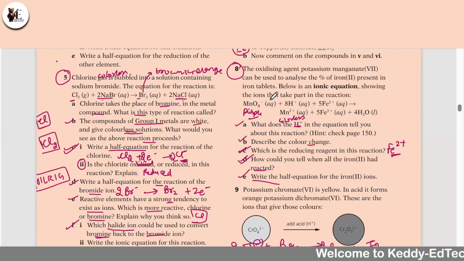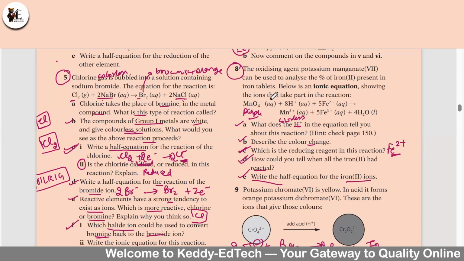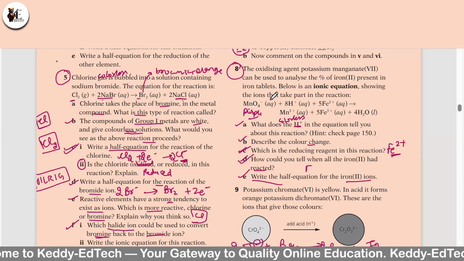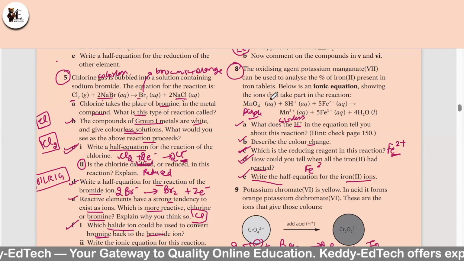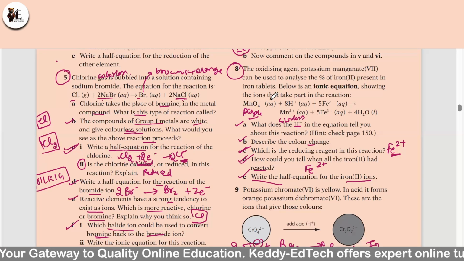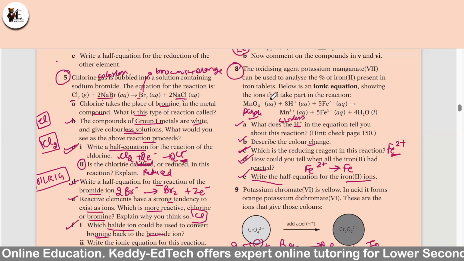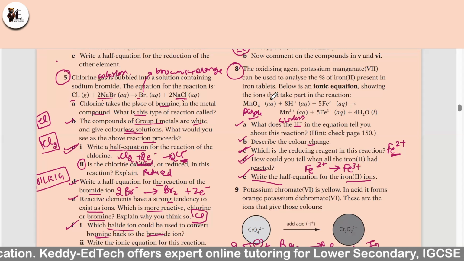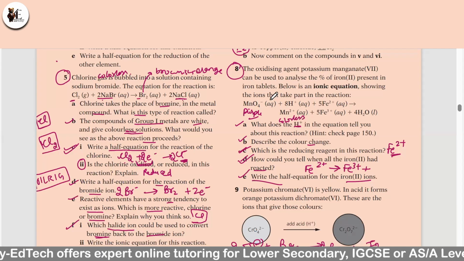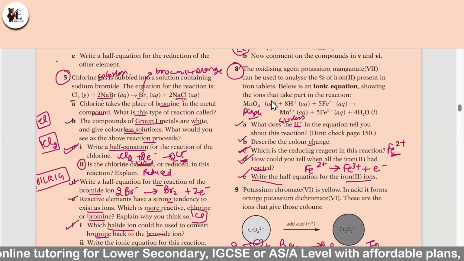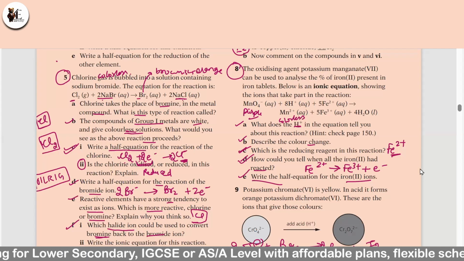Write a half equation for the iron ion. Fe2 plus to form Fe3 plus plus e minus. Yes, plus an electron. Okay, so we have done this question also.